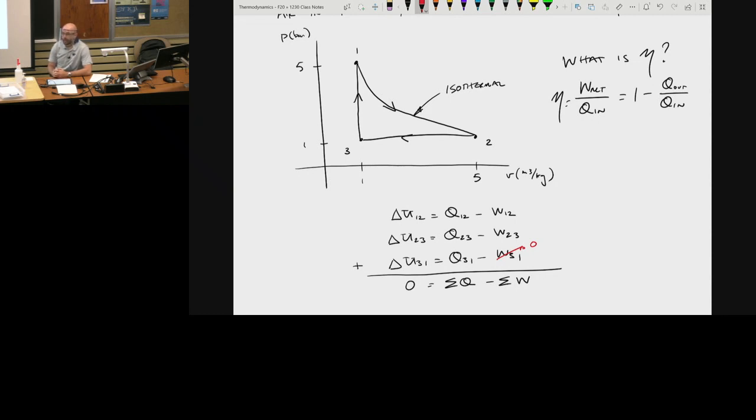What is another thing that goes to 0? One more thing. Keyword is isothermal. The heat from 1 to 2? I'm glad you said that. You're wrong, but I'm glad you said that.